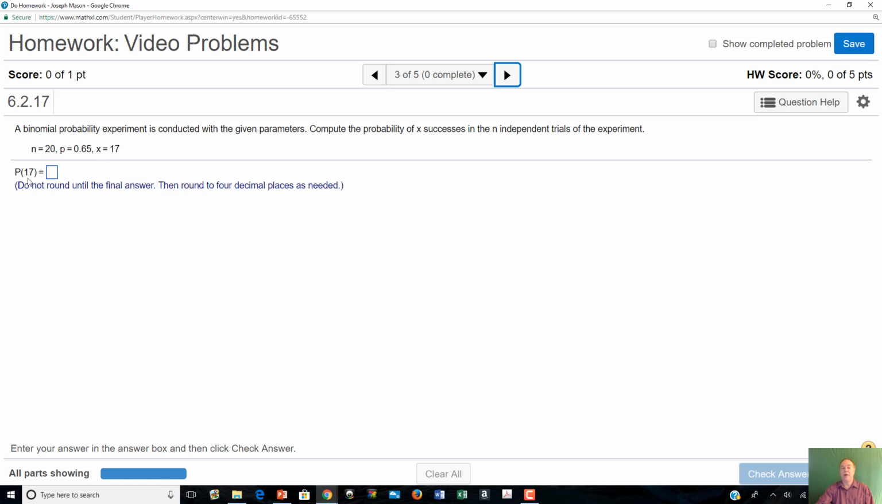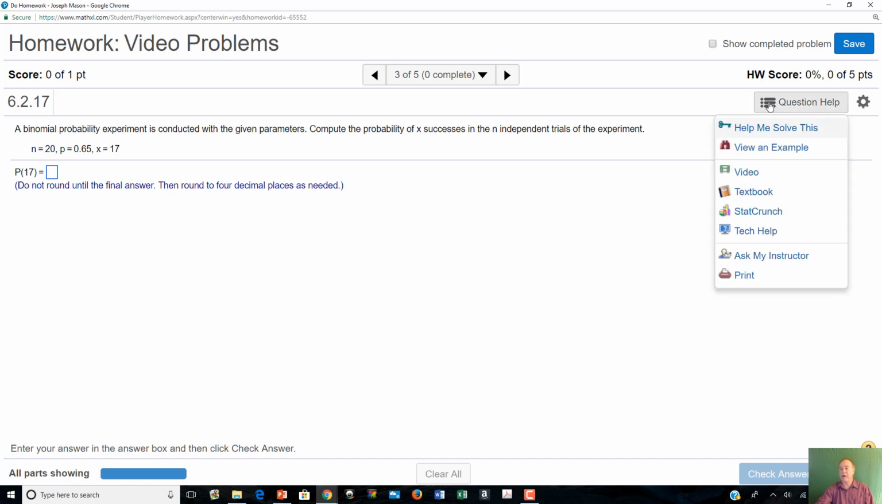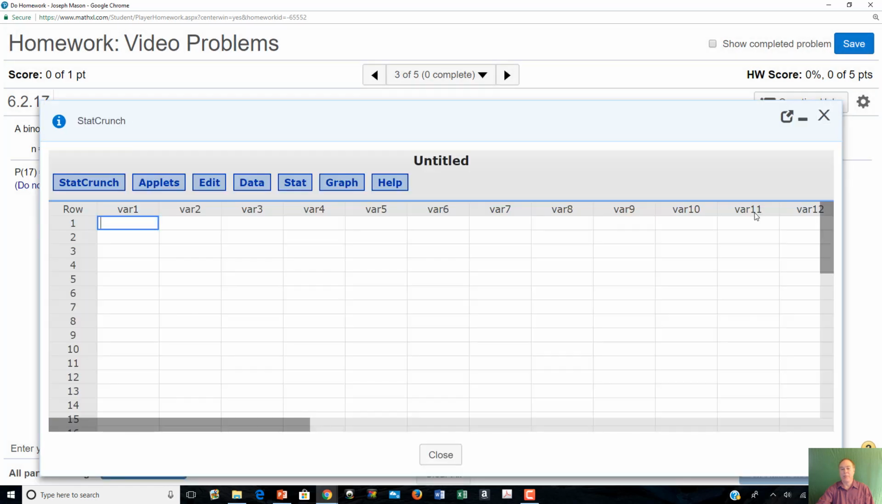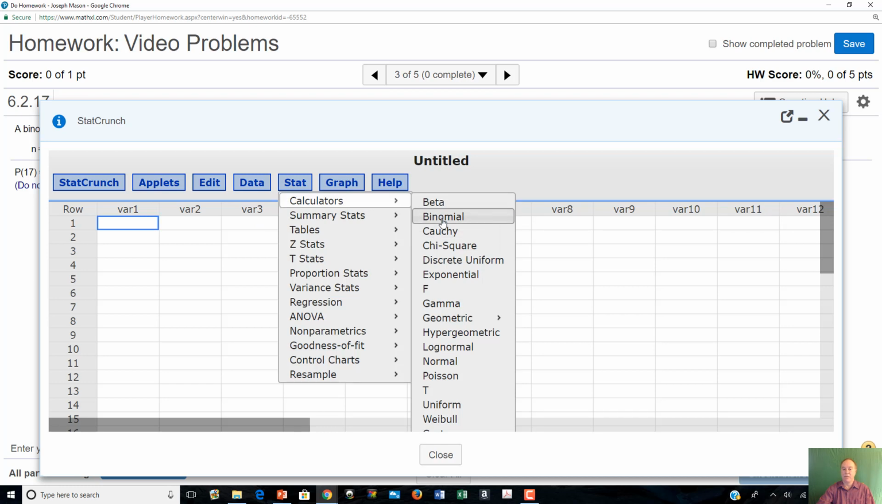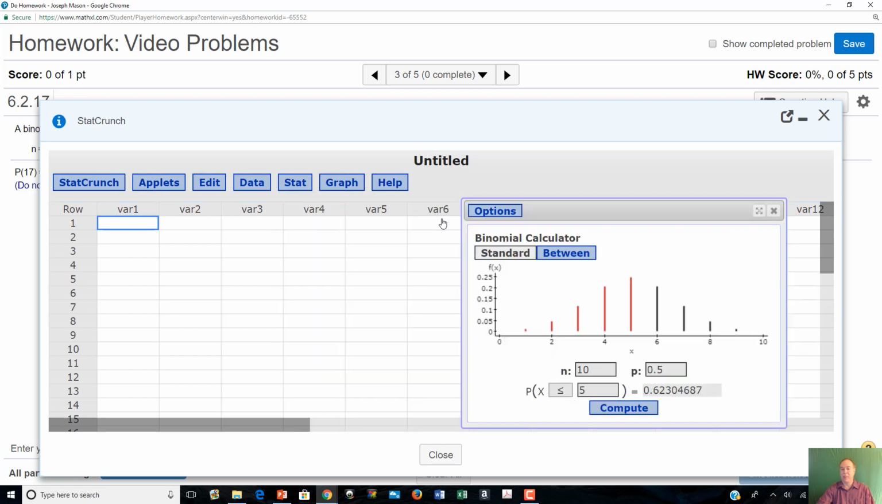So I want the probability of 17. When they just put 17 there, that means x equals 17. They just leave out the "x equals." So we go up here to the question help, click on it, click on StatCrunch. Now in StatCrunch, you'll click Stat, highlight Calculators, click Binomial.